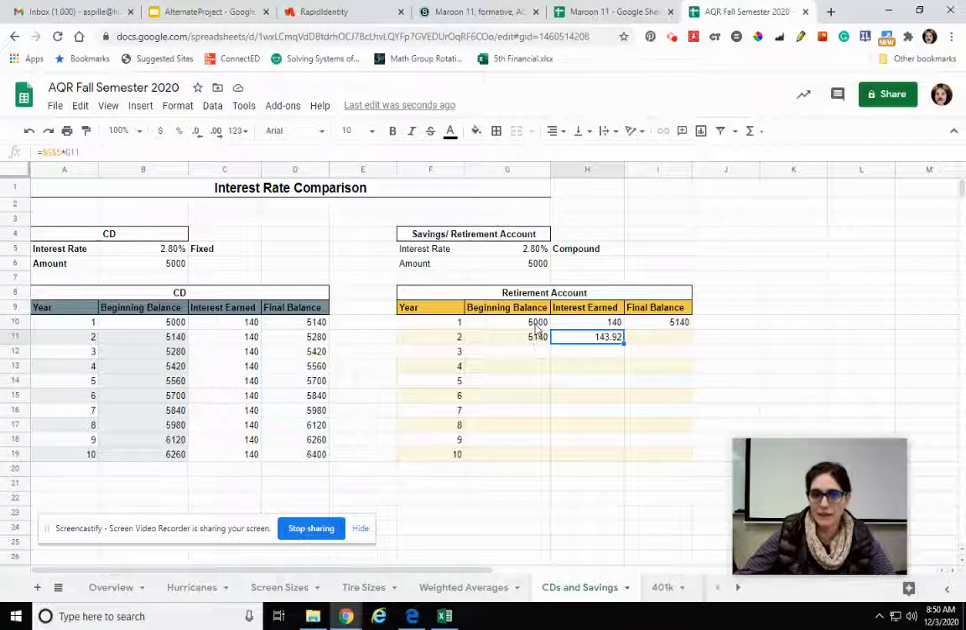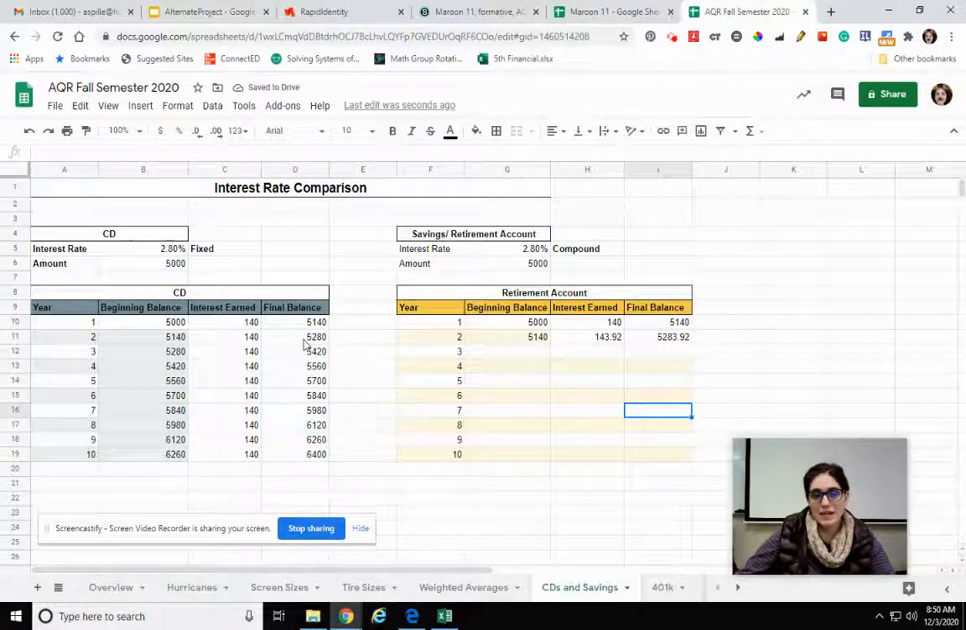It's not calculating on 5,000. So instead of 140, I'm getting $143.92. Then my balance is going to do the same thing. It's just going to add them up. So this one, I ended up with 5,280, which is funny because it's the same number of feet in a mile. That's just a coincidence. This one ended up with 5,283.92.